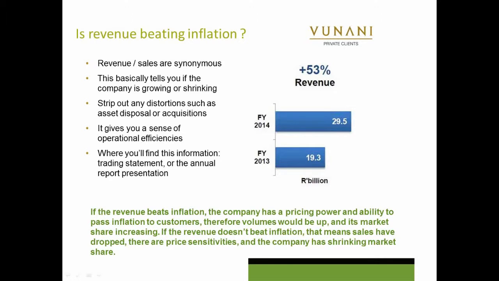What you need to be aware of when you're looking at the revenue number is to strip out any distortions to that number. Distortions could come in the form of acquisitions. They could come in the form of asset disposals, if a business was sold. So it looks like the company has recorded abnormal earnings, whereas those earnings were only pushed by the sale of that asset.